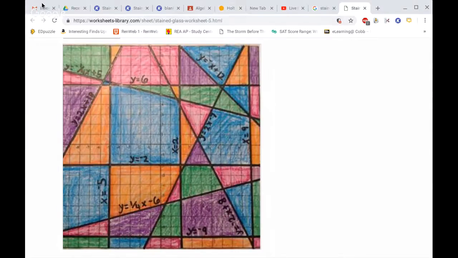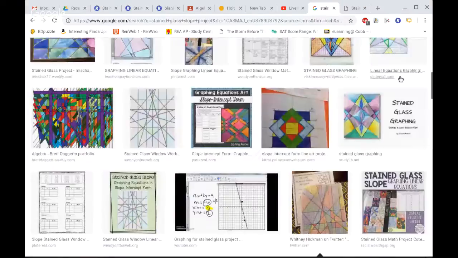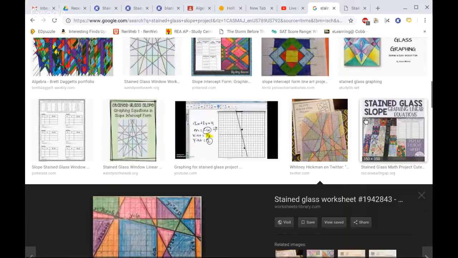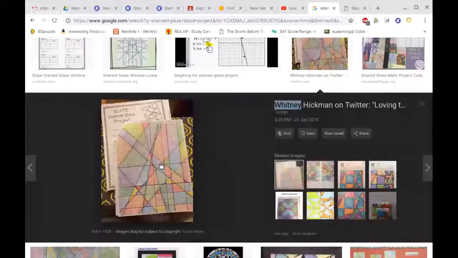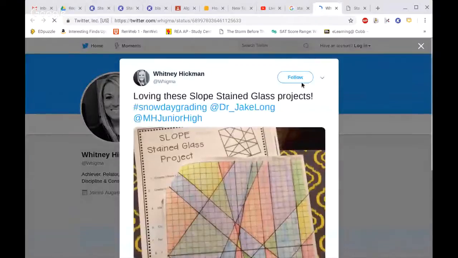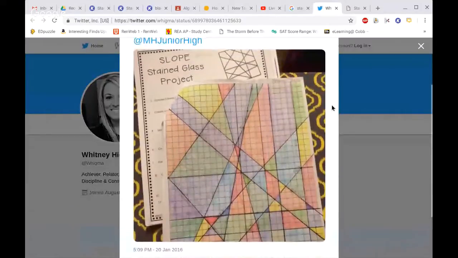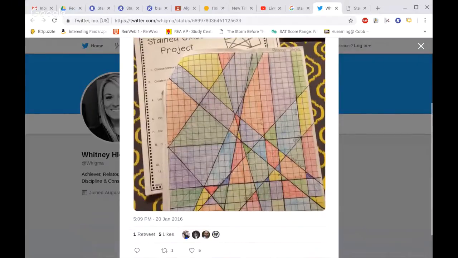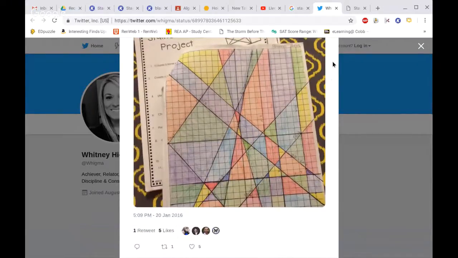Let's see if I can find a few. Like, here's another one, but they haven't written down their patterns yet, you know? Oh, that's a Twitter page. Oh, that's cool. Oh, they do have them written down. They're just very faint. Can you kind of see that?